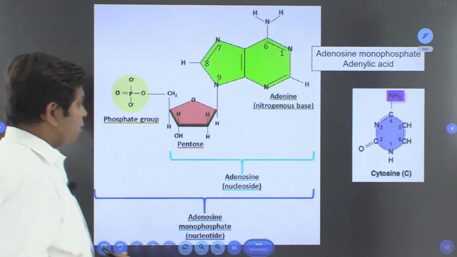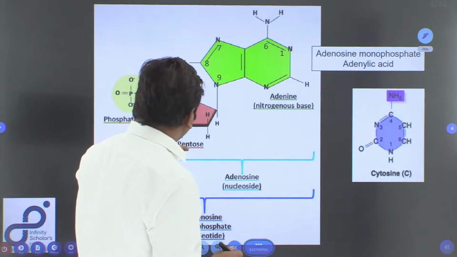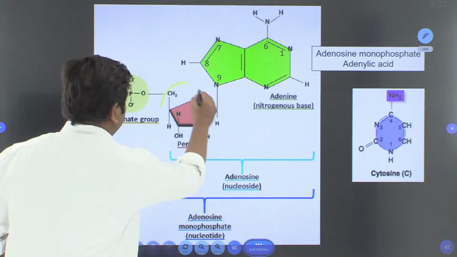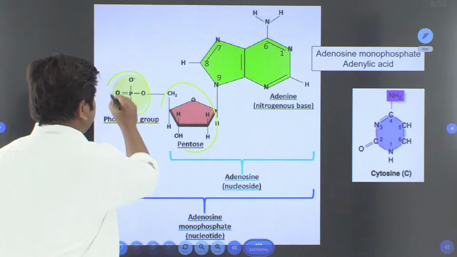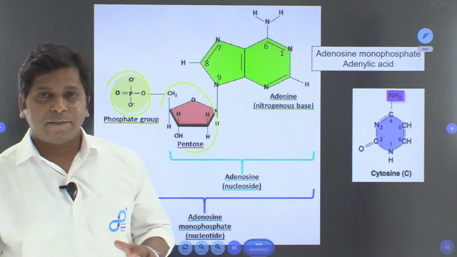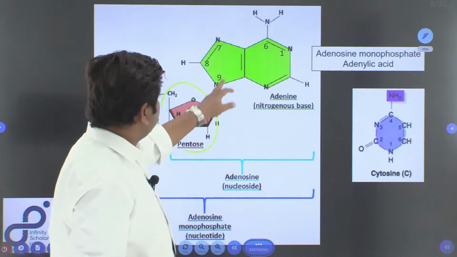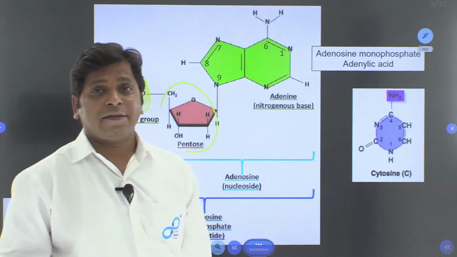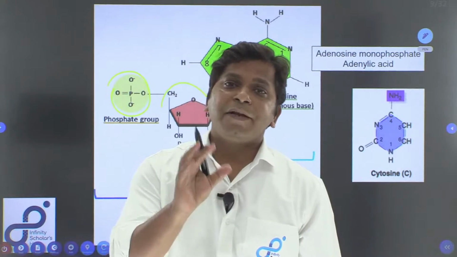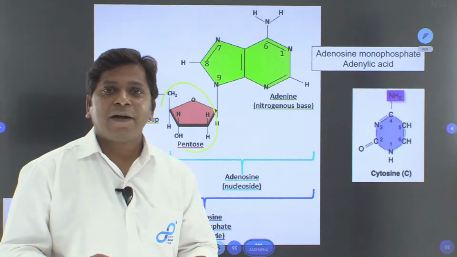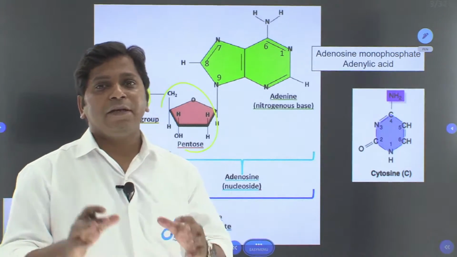Let us now move on. So, we know how the phosphate group is linked to the pentose sugar; that is what we have already discussed. Now, let us see how the nitrogenous base is linked with the pentose sugar, and that is what is going to make the complete nucleotide molecule.